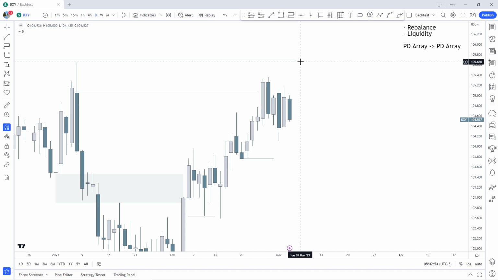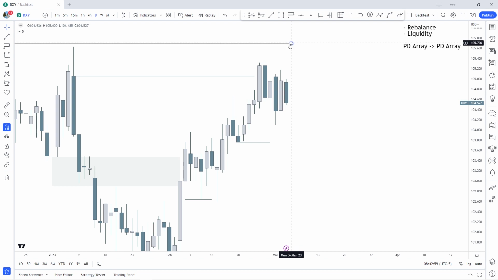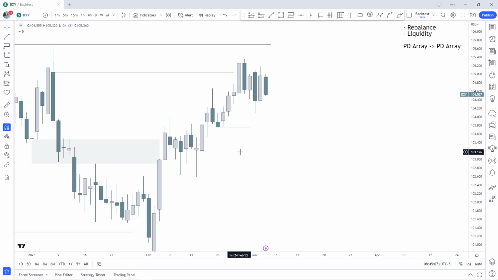The lower time frame is in context of the higher time frame. So because our draw on liquidity on the monthly time frame is here, the daily should be in context of the monthly time frame, which is really important. And then your 1 hour, your 15 minutes should be in context of the daily. And then your 1 minute should be in context of your 5 minute or 15 minute or 1 hour. So every lower time frame should be in context of one higher time frame above, and so on.